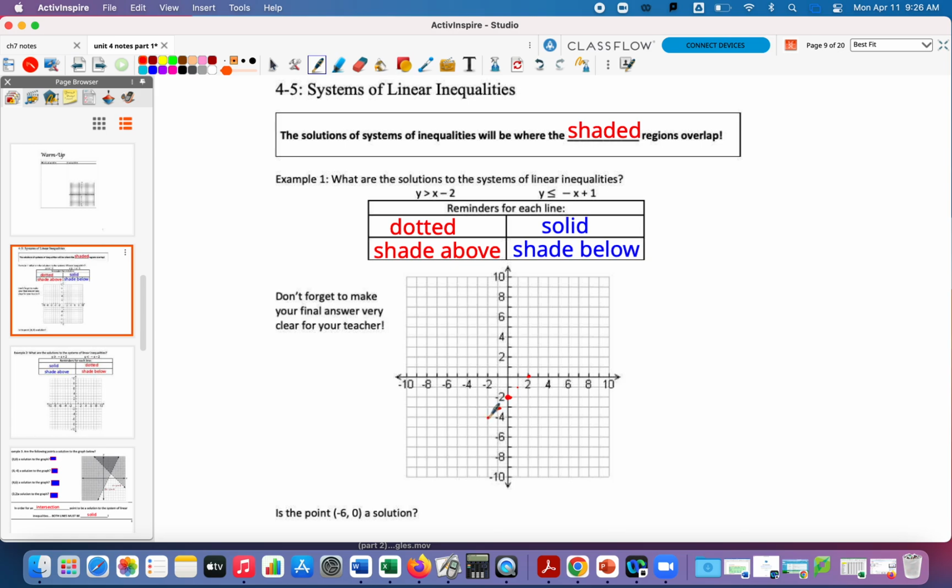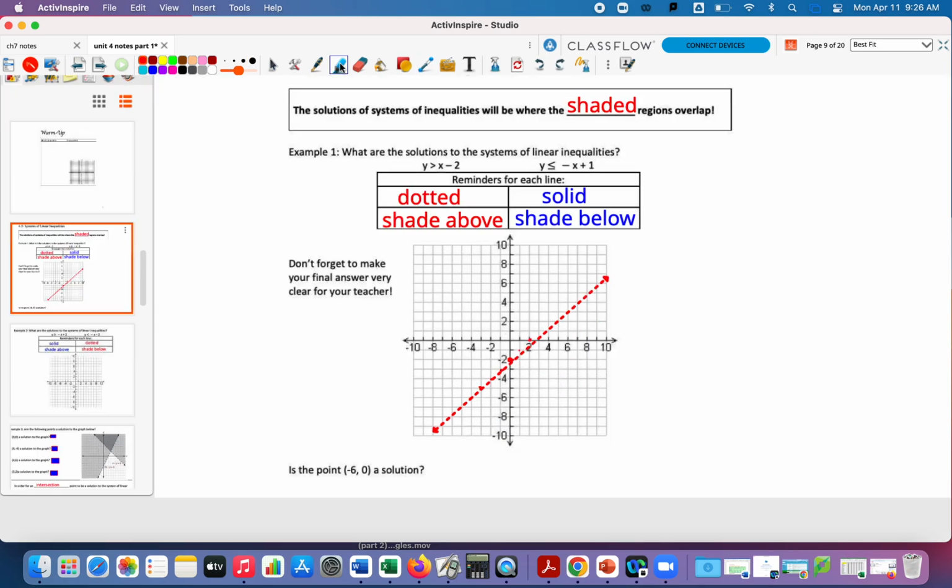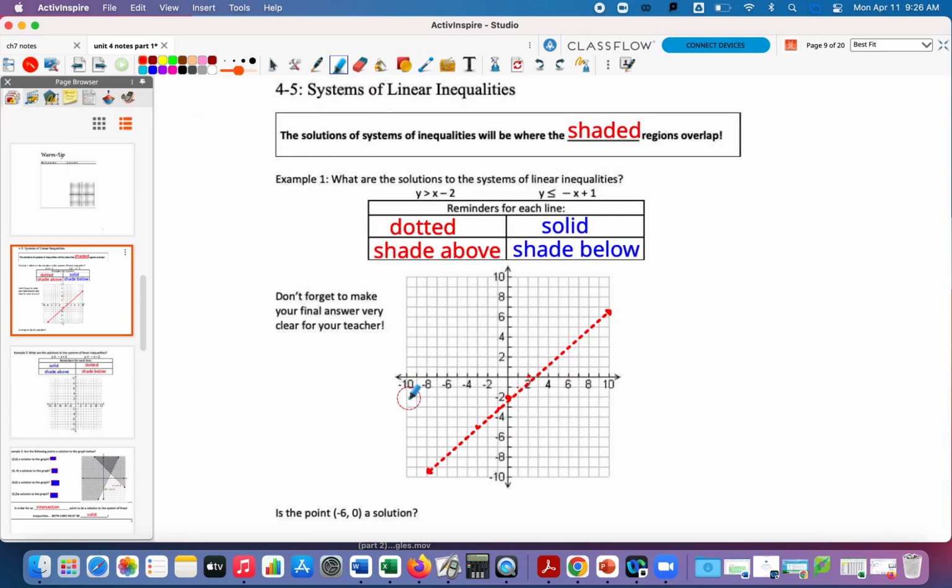Plot some points, try to fill up the whole graph, and you just keep going up 1 over 1, and you can even reverse that to fill up the entire graph. I'm going to use my little tool here. Remember, it's going to be a dotted line, so it would look something like this. Now this one I also mentioned that I would shade above, so I'm going to shade everything in this area up here.